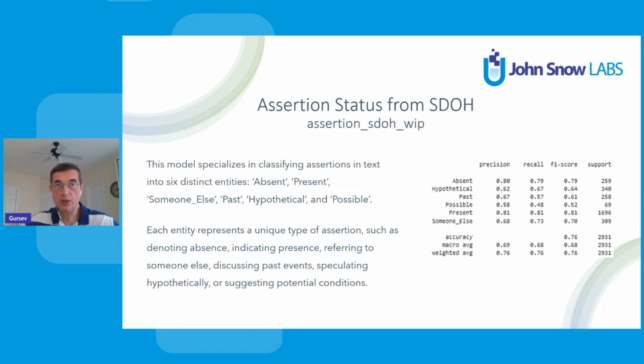The name of the assertion model that we use is Assertion SDOH WIP. WIP means that there is work in progress on this model. We want to increase the metrics of this model. You can see on the metrics table on the right that some of the entities need some more work, and we are working on this.